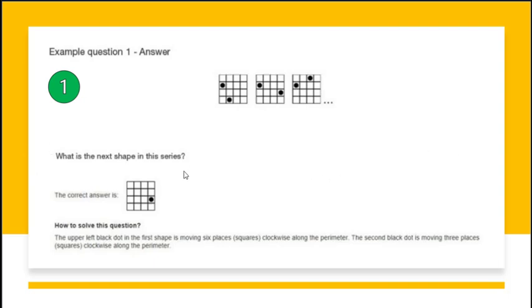The next shape in the series is this one. How do you solve this question? The upper left black dot in the first shape is moving 6 places or squares clockwise along the perimeter. The second black dot is moving 3 places or squares clockwise along the perimeter. So you have to find the pattern.